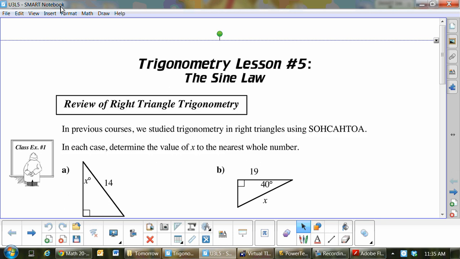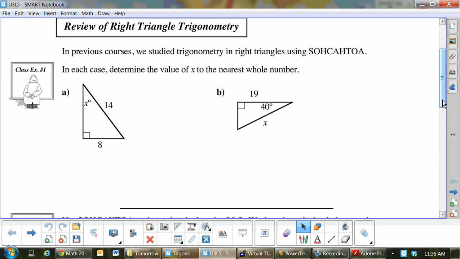Now let's just do a little review of these right angle triangles. Which one would you use to find x? With right angle triangles, we're using SOHCAHTOA. Which one would you use? Sine? Why? Okay, you have the opposite and hypotenuse.